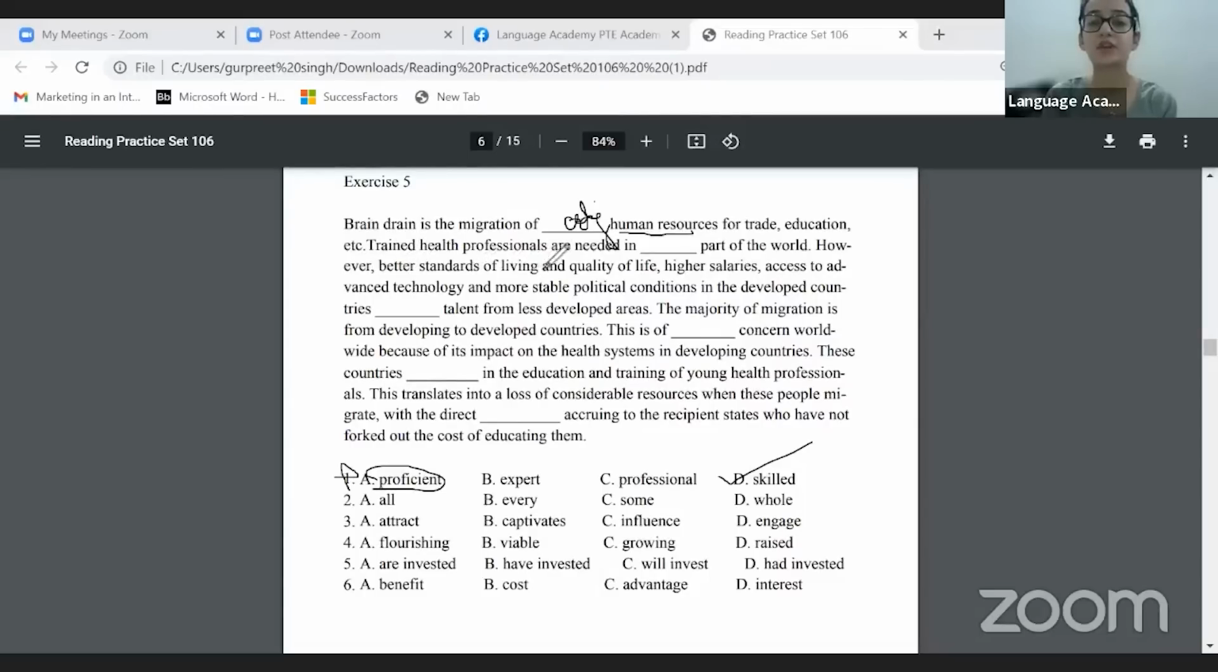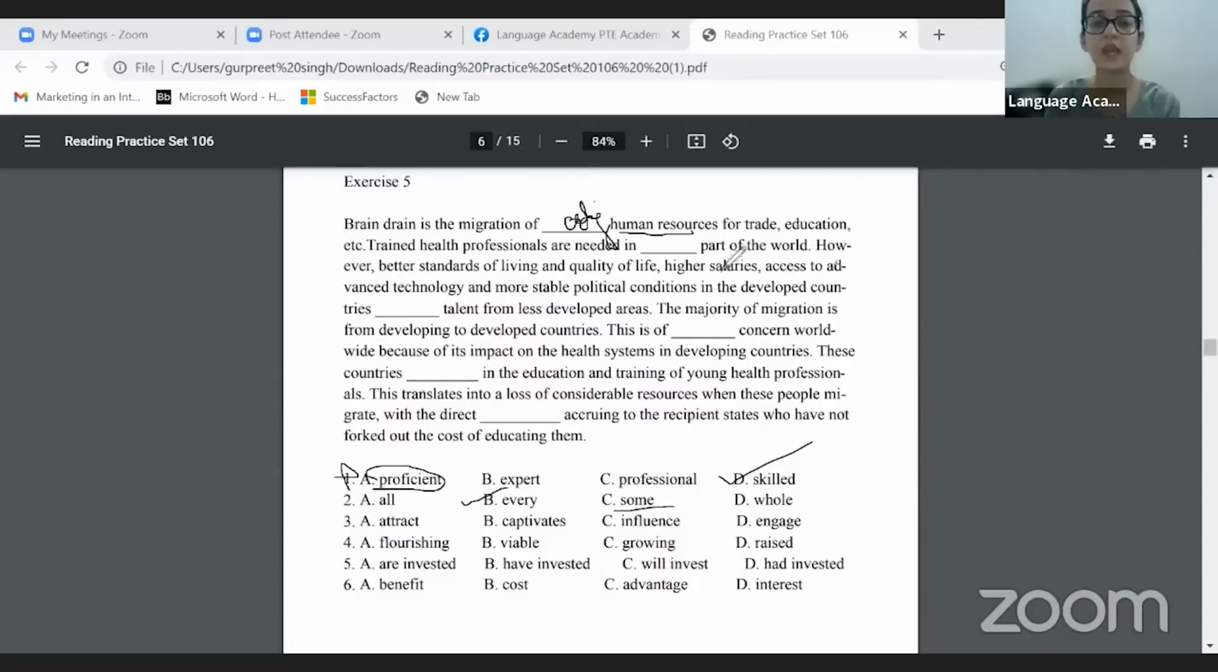Trained health professionals are needed in dash part of the world. This is a basic situation that in every part of the world we need trained health professionals. We can say in all part of the world. With all comes a plural noun. It should be all parts of the world. That is why we cannot go with all. And some part, this is wrong to say that trained health professionals are needed only in some parts. Everybody needs them. And whole part of the world is not how we write or we refer to the whole world.